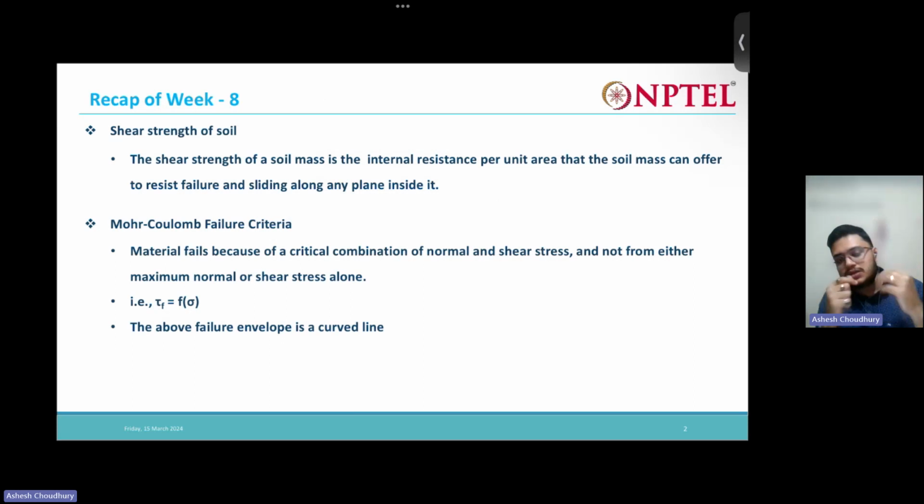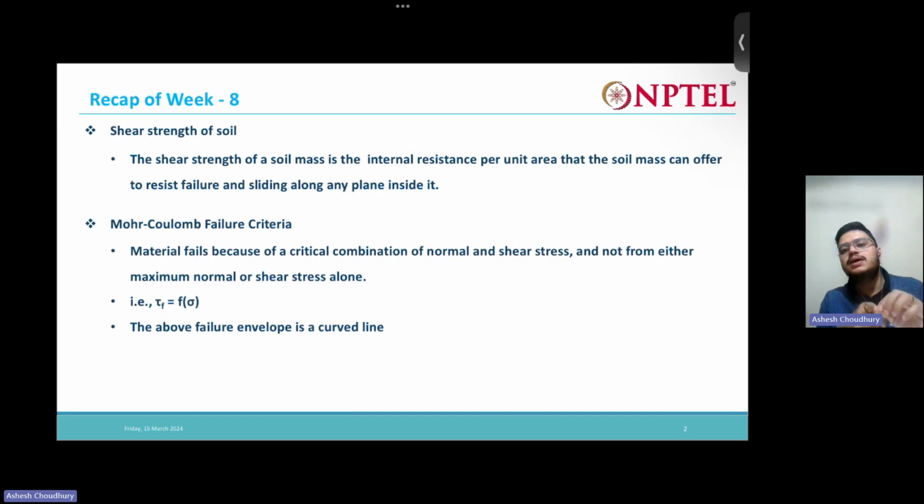I just made a mistake. I just told you that it is the plane of the minimum shear resistance. That is not true. That is neither the plane of the minimum shear resistance nor the maximum shear stress, whatever it may be. It is some specific plane.